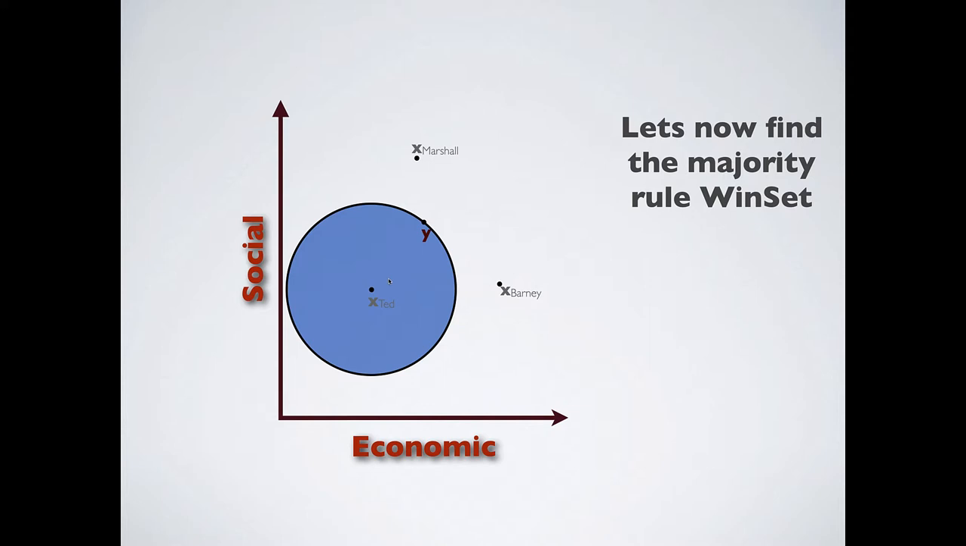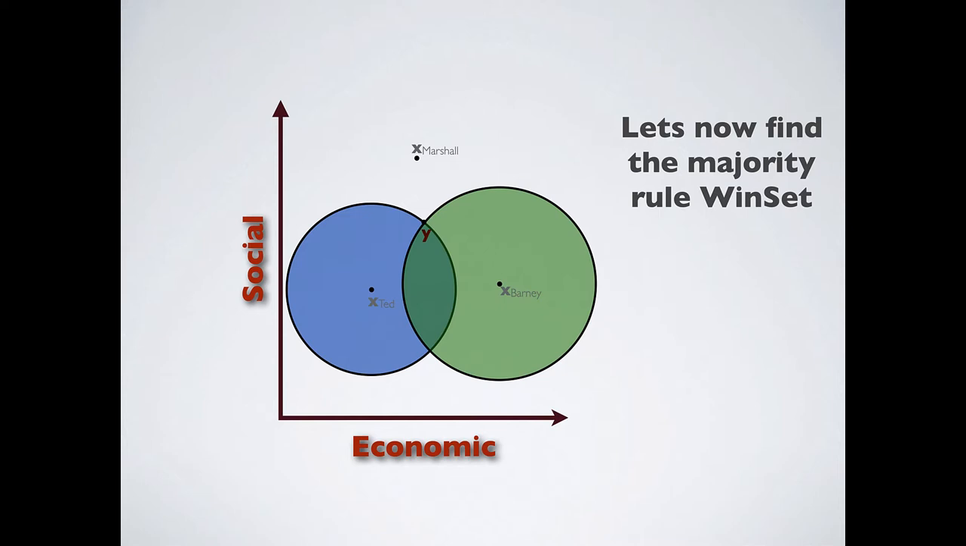We just need to draw the one that tells us what are all the things he likes the same as Y, and what are the things he likes better than Y. The black indifference curve is the set of things he likes the same as Y. The blue shaded region is all the alternatives he strictly prefers to Y. That is Ted's preferred-to set of Y.